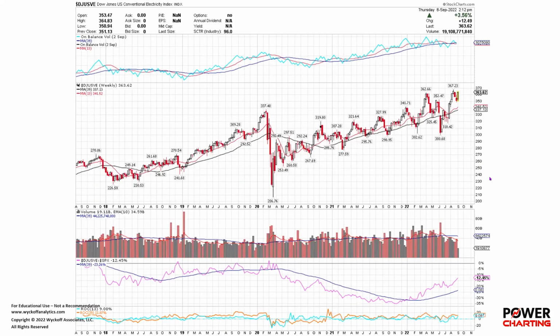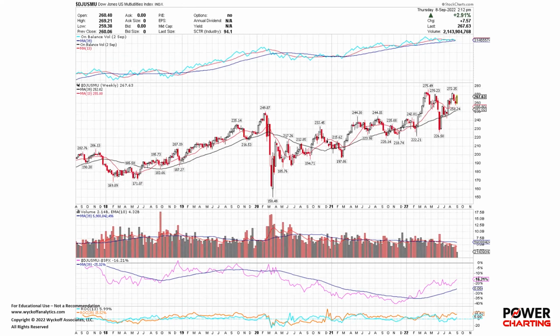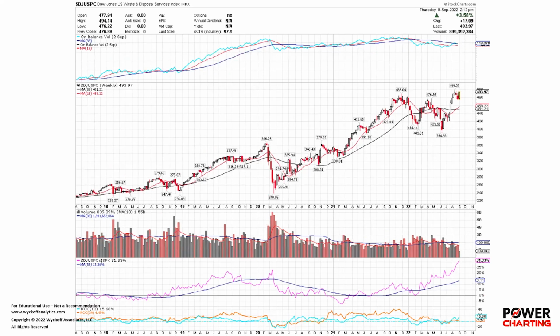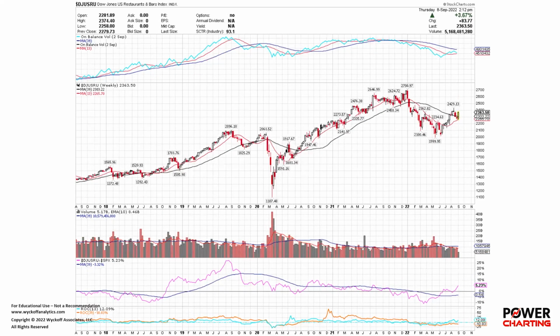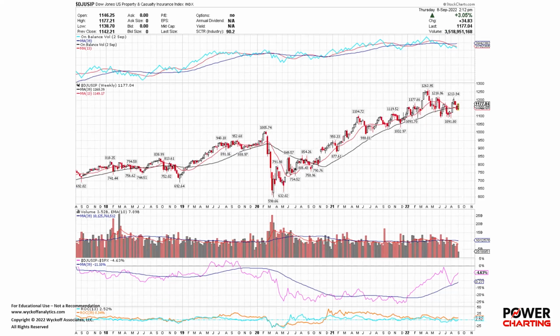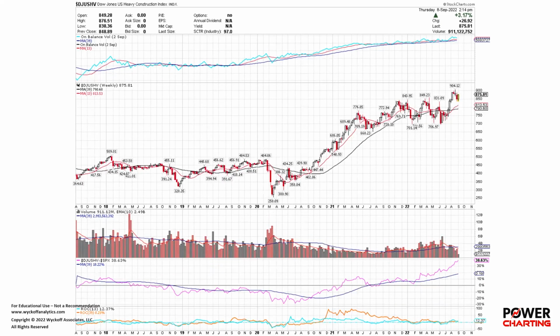And we have conventional electricity. Isn't it interesting that we have electricity and renewable energy right at the top, followed closely by multi-utilities? And then we go into waste disposal, restaurant, bar, property casualty, heavy construction. Isn't that an eclectic mix of industry groups, Professor? What do you make of that? Well, what's very important about this is that we're seeing the leadership.